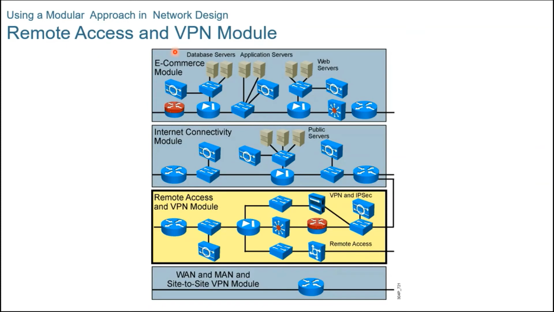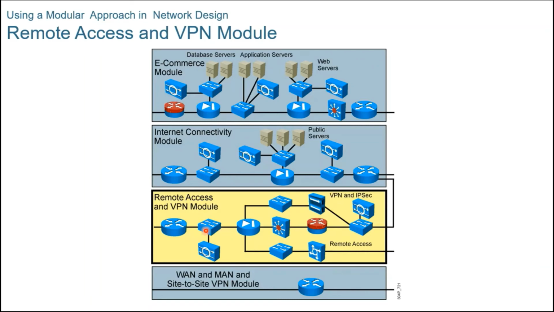Remote access and VPN module. So the remote access and VPN module terminates remote access traffic and VPN traffic that the internet connectivity module forwards from remote users and remote sites. So it also uses the internet connectivity module to initiate VPN connections to remote sites.